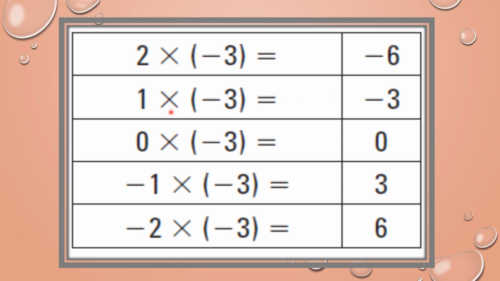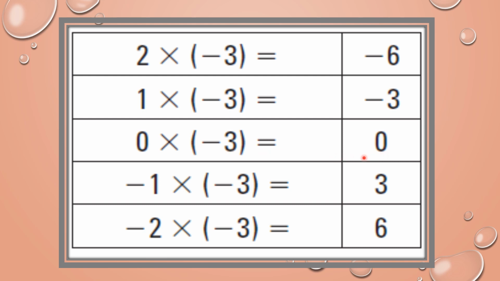Next, 1 times negative 3, magkaiba sila ng sign. Ang 1 ay positive at ang 3 ay negative. So, the answer must be negative. 1 times negative 3 is equal to negative 3. Next, 0 times negative 3 is equal to 0.